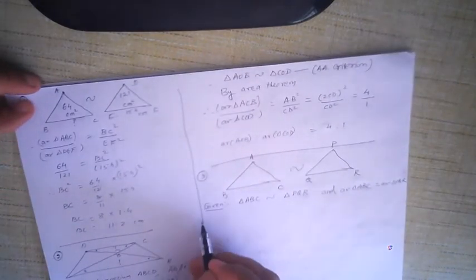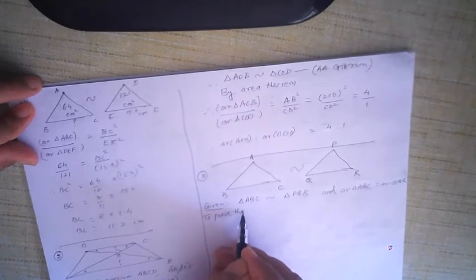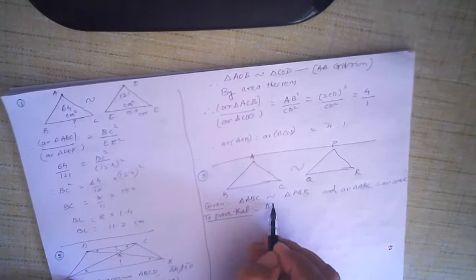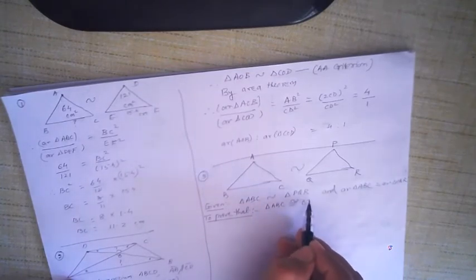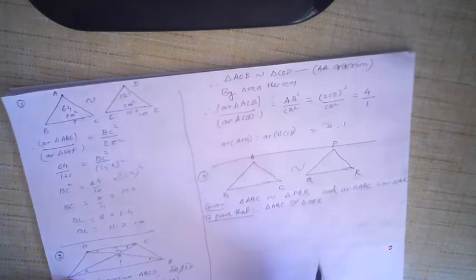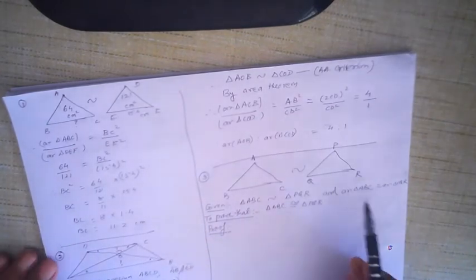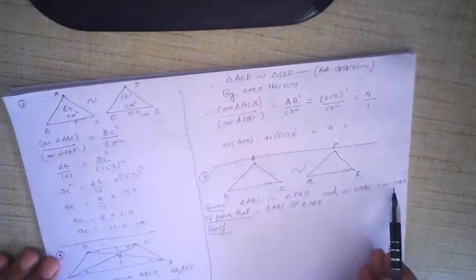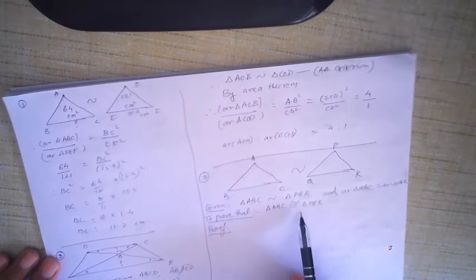Now what are we supposed to prove? To prove that triangle ABC is congruent to triangle PQR. That means we are supposed to prove that the triangles are congruent also. Proof. Once again, let us understand. If two similar triangles have equal areas, then we have to prove that the triangles are also congruent.